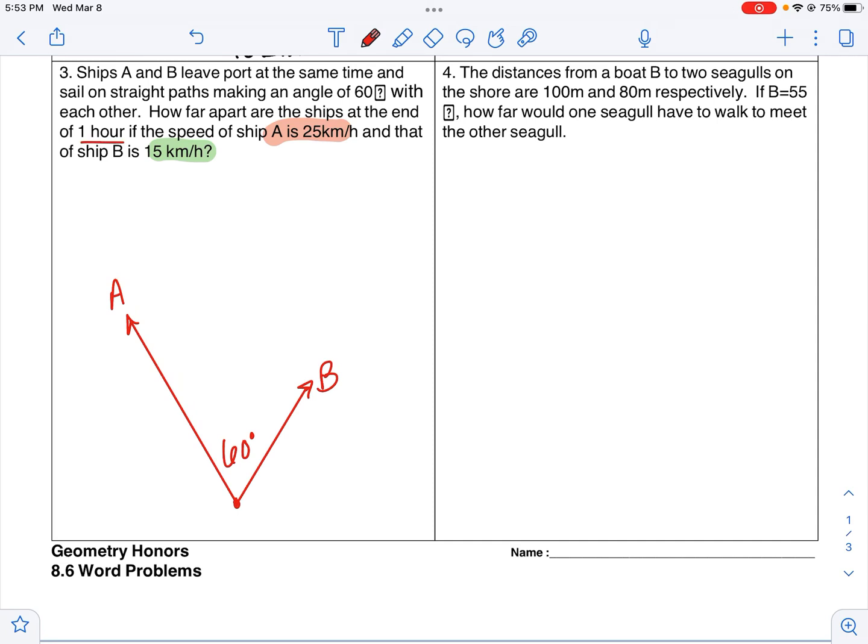So this is kind of nice, that ship A, if it only goes an hour, is going to be 25 kilometers away from the port, and ship B will be 15 kilometers away from the port in 1 hour. And I want to know what my third side would be. Well, because you have a side angle side problem, this would be another law of cosines. I would encourage you to pause the video, try number 4 on your own if you haven't yet.